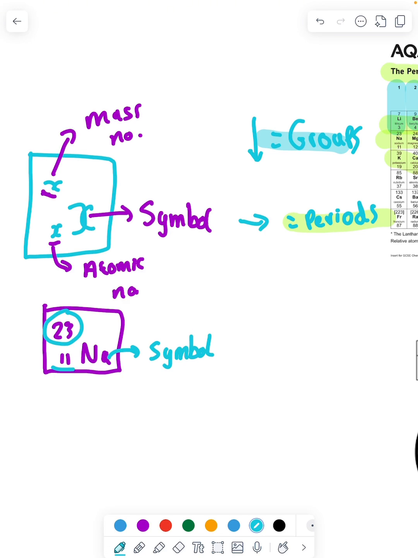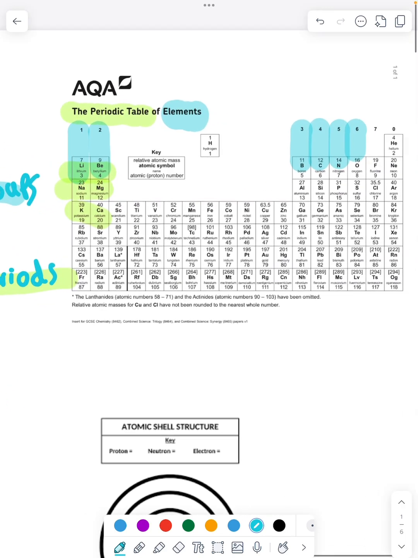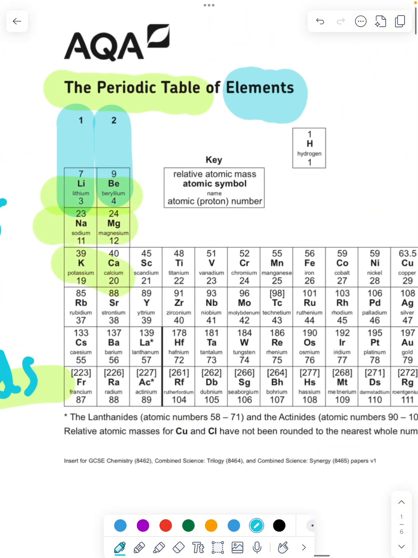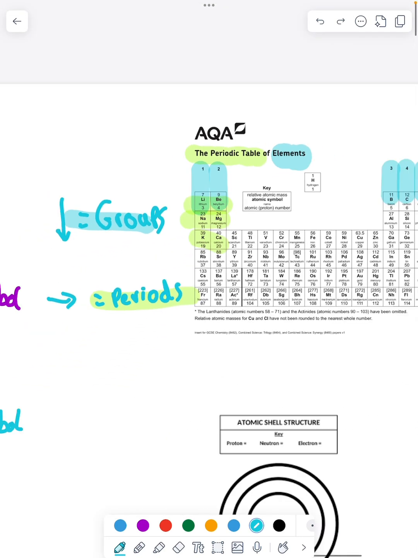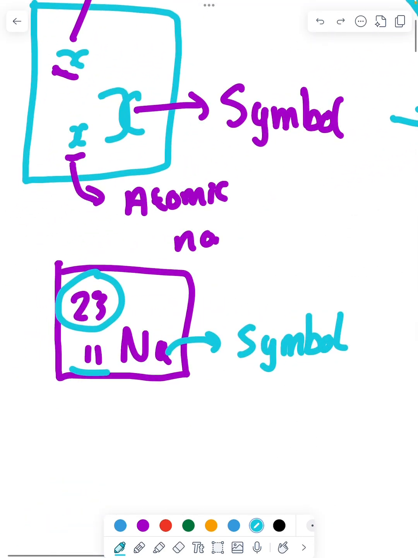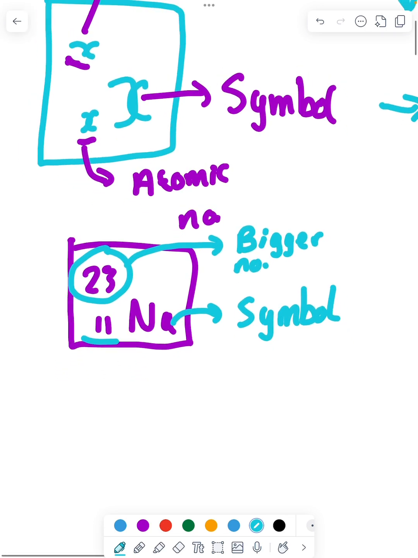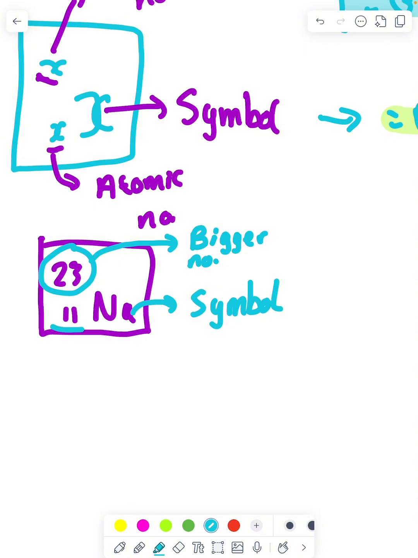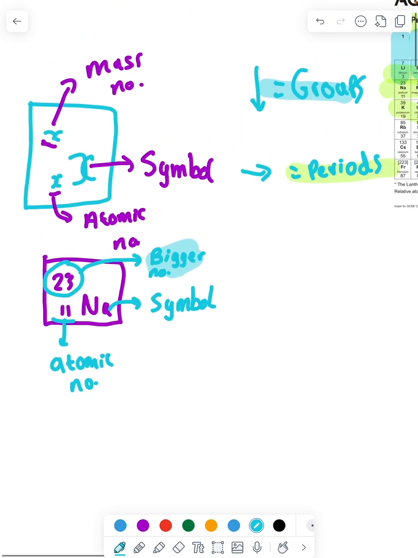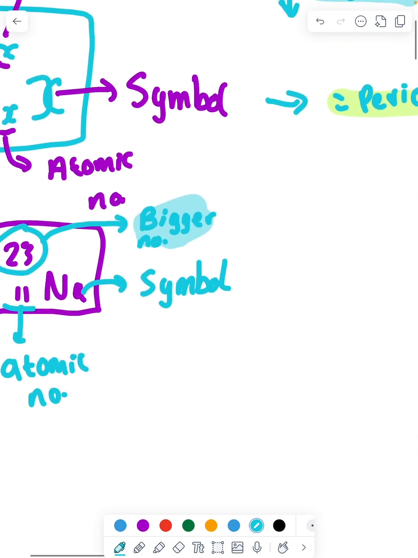Now, to recognize which one's which: on your periodic table, like the one you'd get in the exam, the mass numbers are at the top. So sodium's mass number 23 is at the top. That's our mass number. Another way to remember this is that the mass number is always the bigger number. Between 23 and 11, 23 is bigger, so that's our mass number. The smaller one is our atomic number, and we'll look in a second at what this means. But that's what an element looks like.